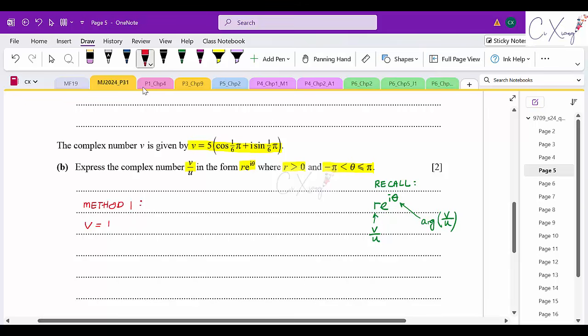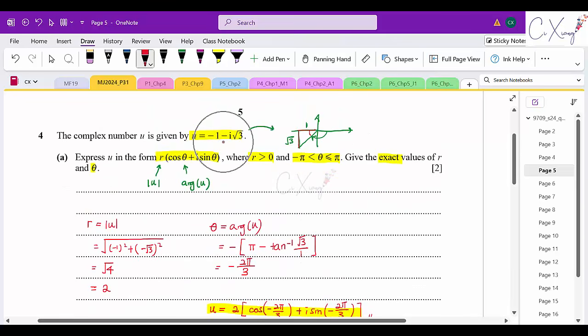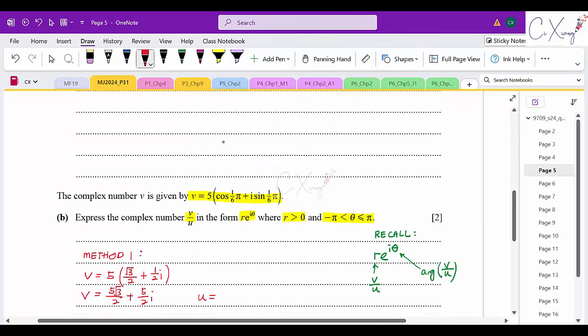So for complex number v, it is 5. What's the value for cos pi over 6? Cos pi over 6 is actually root 3 over 2. Then i sin pi over 6, and sin pi over 6 is a half, so you have half i. Then you have 5 root 3 over 2 plus 5 over 2 i. This is your complex number v. And just now in part A, we actually have the complex number u, right? The complex number u is negative 1 minus root 3 i.